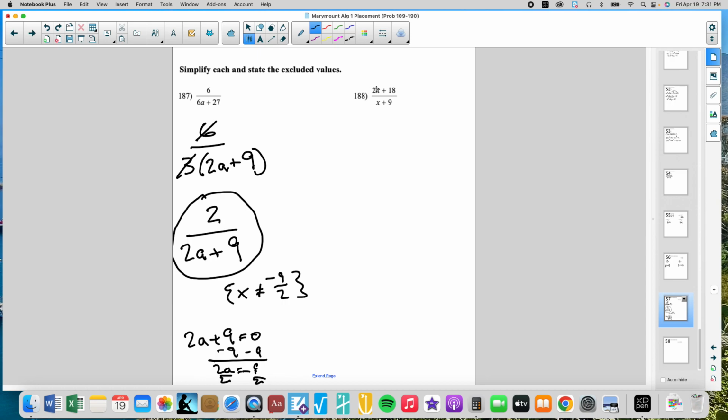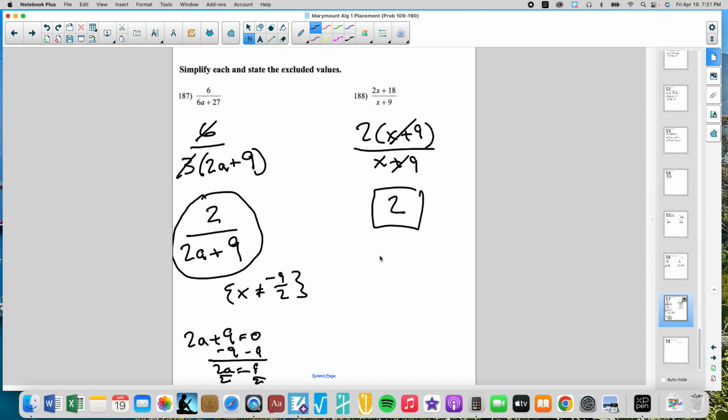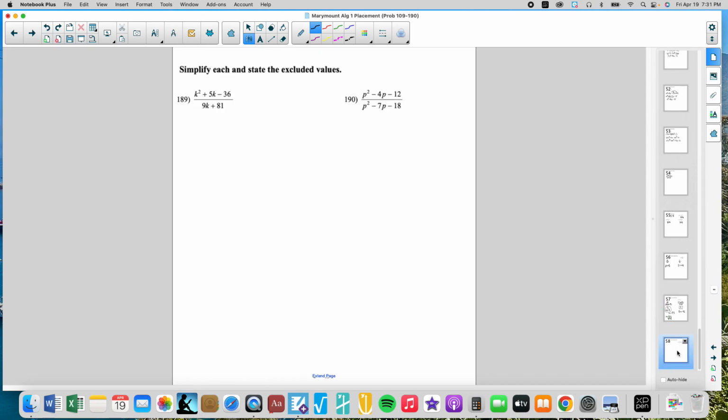Same thing. So we're going to factor a 2 out. We get x plus 9 over x plus 9. These cancel. These cancel. You're left with 2 as your simplification, but for your exclusion, x cannot equal -9, because -9 would make that 0. So that's your number 88.